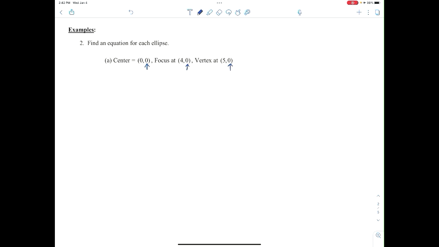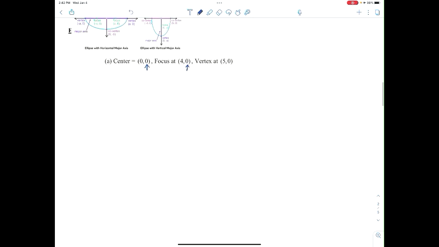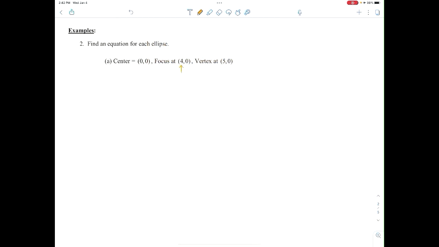So some of the other information, let me see. There we go. We can see this value here in this focus is our c value. So we are automatically able to notice that c is 4. In our vertex, we know that that value is a, so a is 5. So that's really, really helpful.